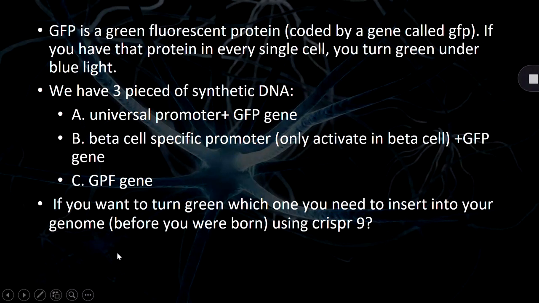So hopefully your answer will be the first one, right? Because without a promoter, the GFP gene will not express. You can have the GFP gene in your genome, but if it doesn't have a promoter before it, it's not going to become a protein. If you choose the second one, the beta cell specific promoter, only your beta cells will have GFP, not other cells. If you want to turn green, every single cell has to contain GFP, right? So the answer will be A, universal promoter plus the GFP gene.